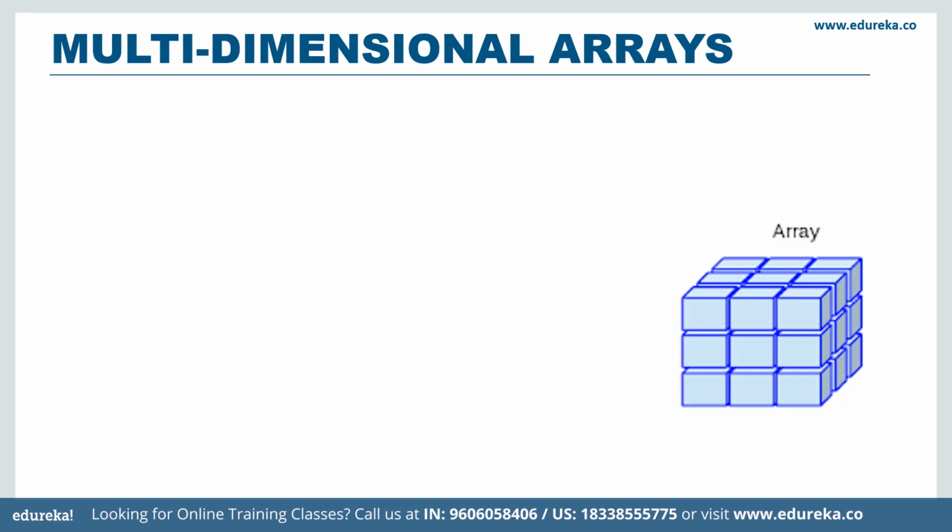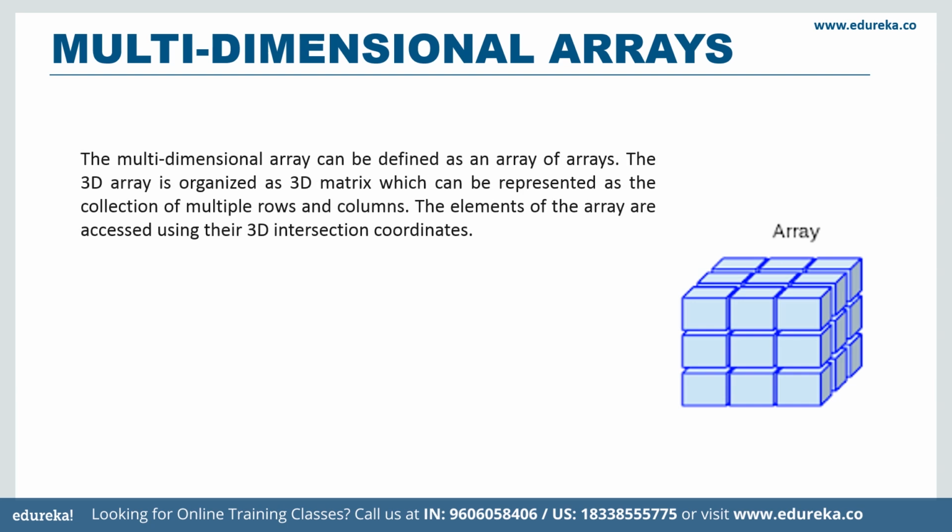Now let's move on to the next type of arrays, which are the three-dimensional array or the jagged array. The multi-dimensional or three-dimensional or jagged array is defined as an array of arrays. The 3D array is organized as a 3D matrix, which can be represented as a collection of multiple rows and multiple columns. The elements in the array are accessed using 3D intersection coordinates.